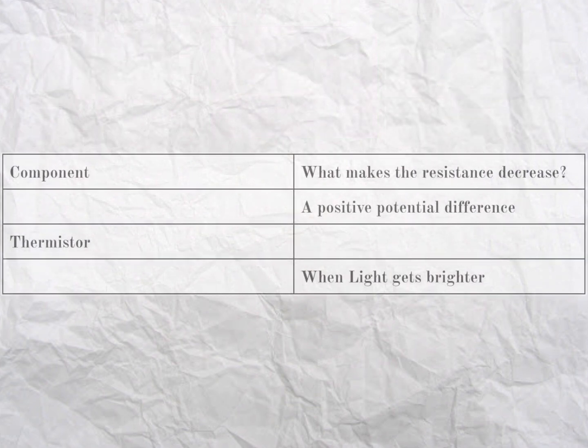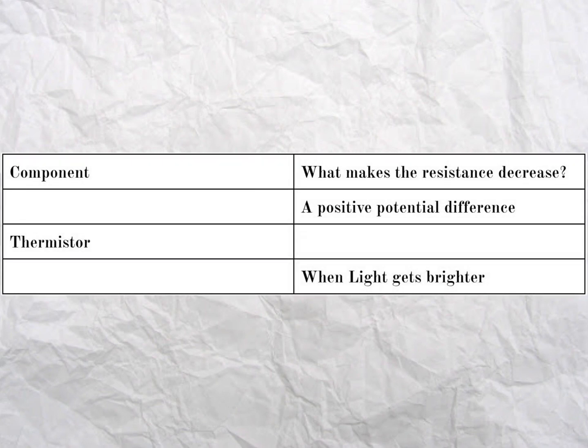Question 2 is in the table. So what has lower resistance when you have a positive PD? That'll be the diode from last week. It has very low resistance in one direction, but massive resistance in the other.